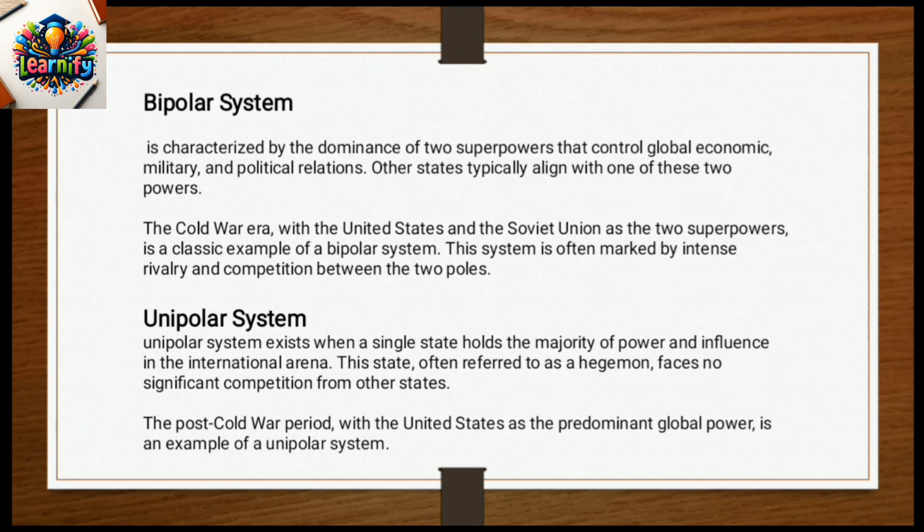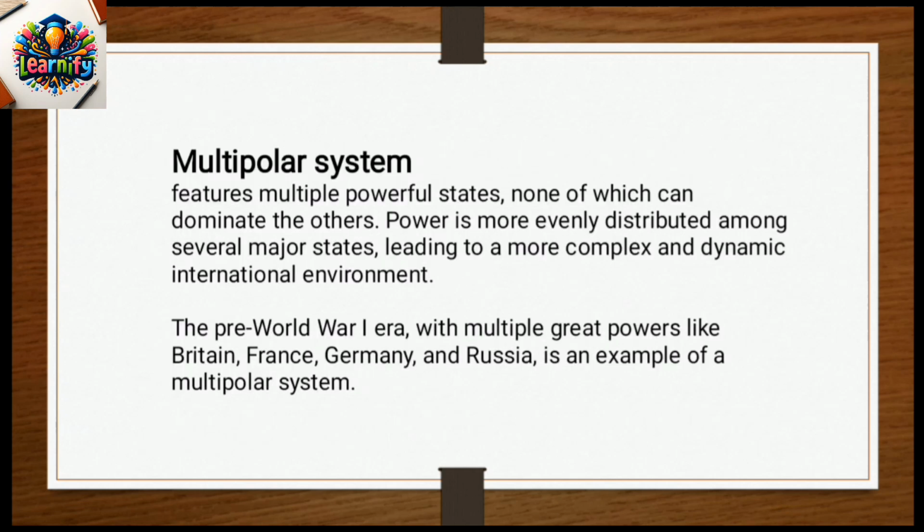Unipolar system. A unipolar system can exist when a single state holds the majority of power and influence in the international arena. This state often faces no significant competition from other states. The post Cold War period with the United States as a predominant global power is an example of a unipolar system. Multipolar system. A multipolar system features multiple powerful states, none of which can dominate the others.